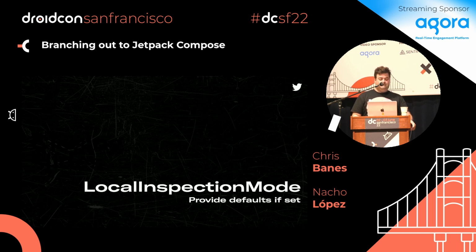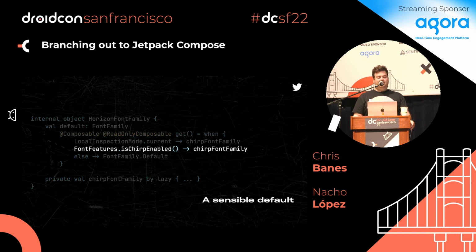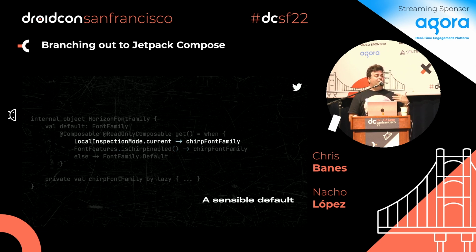So if that happens, in your infrastructure composables, you can provide defaults. For example, this is how we define which font to use. In the Twitter app, we're using a custom font called Chirp. Initially, there was a big if: if this feature flag is set to true, we are going to use Chirp, else we're going to use the default. But with LocalInspectionMode, we can provide a sensible default out of the box. The feature flag code doesn't need to run at all, and your preview will look at its best.